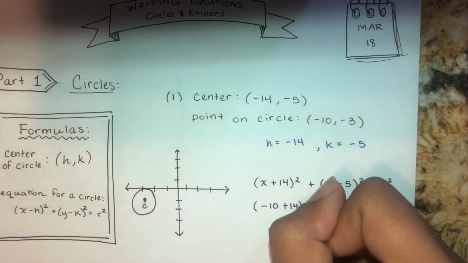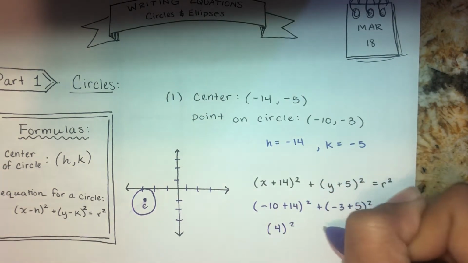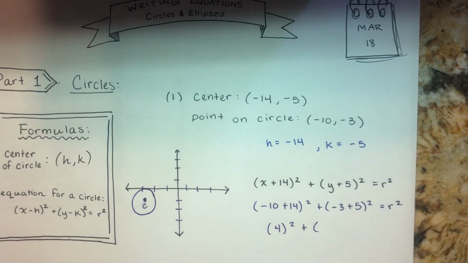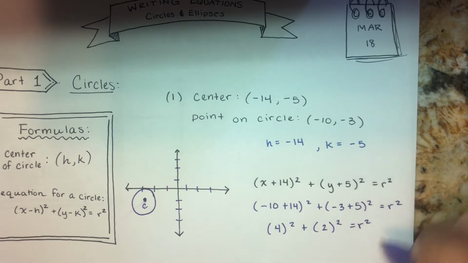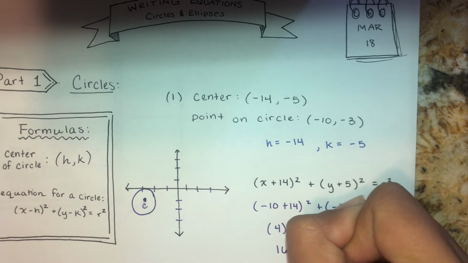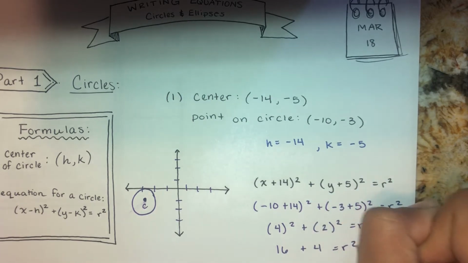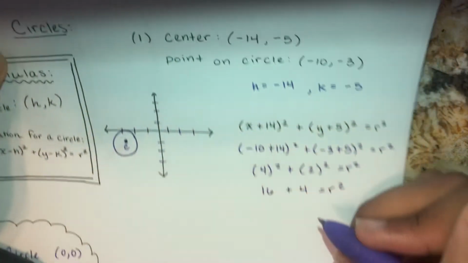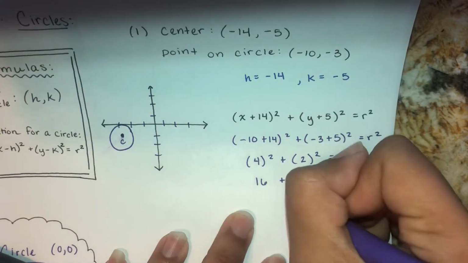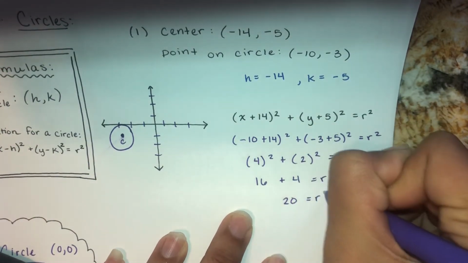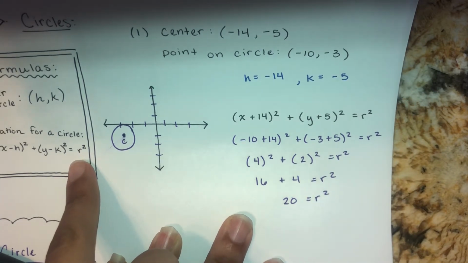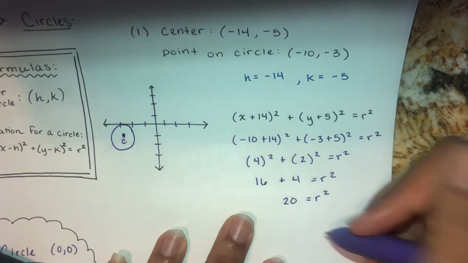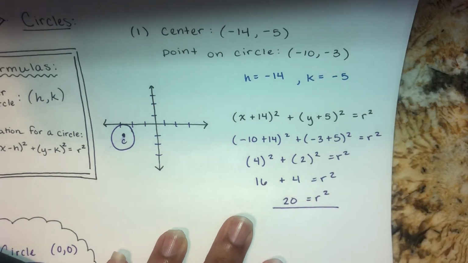Negative 10 plus 14 is positive 4, plus negative 3 plus 5 is positive 2. 4 squared is 16. 2 squared is 4. 16 plus 4 is 20. All right, we are done here. You don't need to know what r is, because when you plug it into the equation, you're plugging it in as r squared. So this is as far as you need to go.